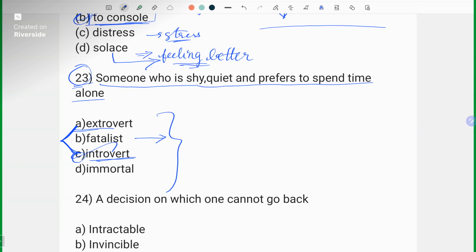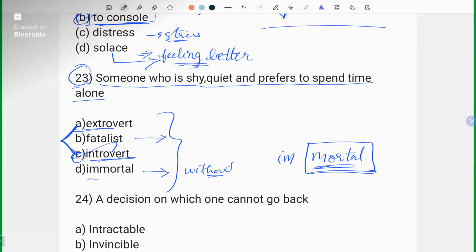Fatalist means those who believe in fate. That is fatalist: someone who believes in fate or someone who believes in destiny. Immortal means without death. So if we say something is immortal, it doesn't have any death. And humans are mortal. Humans are mortal means humans will die one day. Mortal beings will die one day. Immortal is permanent.